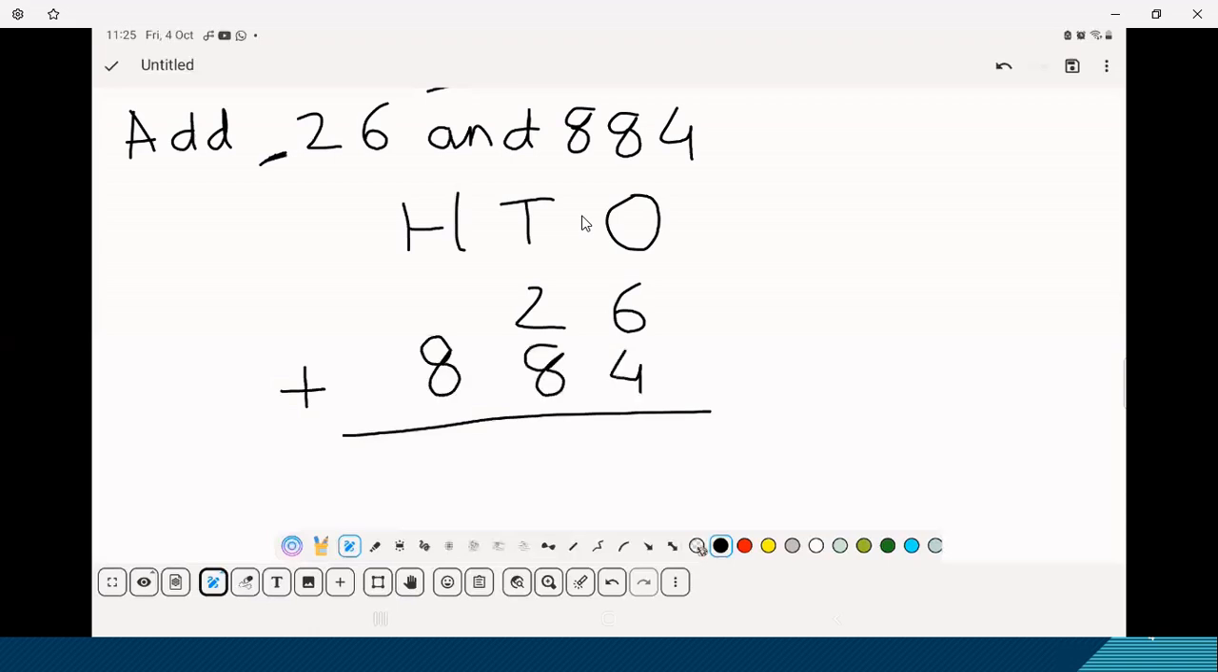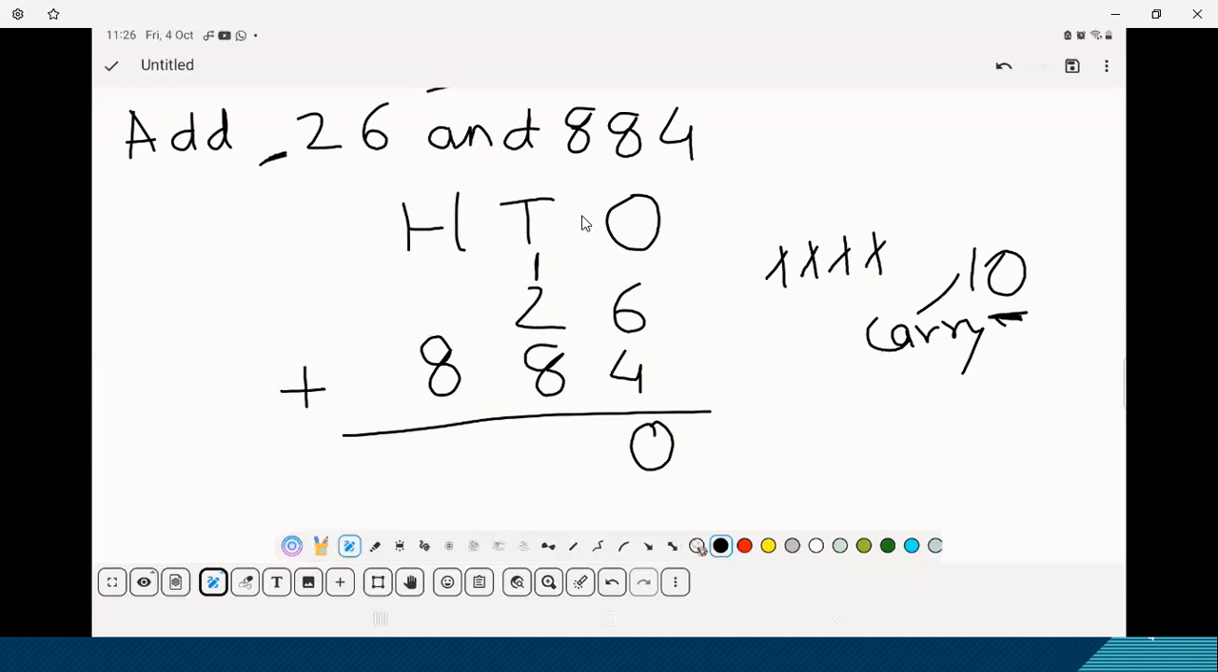Then 4 plus 6. Count 4 after 6: 7, 8, 9 and 10. Here you will get 10. 0 will be the answer. 1 is going to be carry. That is added to the tens group. So 6 plus 4 is 10, so 0 is written and 1 is going to be carry.